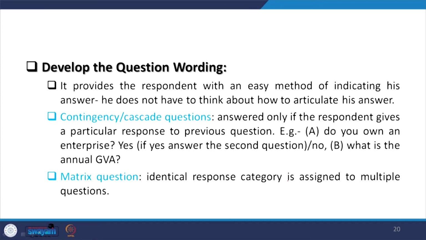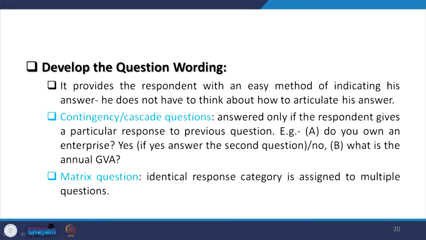Now similarly, contingency or cascading questions: answer only if the respondent gives a particular response to the previous question. That is, do you own an enterprise? If the answer is yes, then a second question follows: what is the annual gross value added of your enterprise? But if it is no, then it should not follow. We must have certain questions like skip the question.